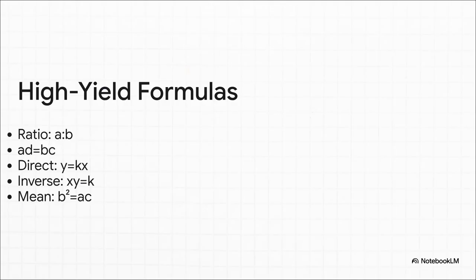Before we wrap up, here's your rapid-fire revision checklist. Go ahead and screenshot this slide if you need to. Let's review. Ratios have absolutely no units. For proportions, the product of the extremes equals the product of the means. So A times D equals B times C. Direct variation, that's Y equals K times X. Inverse variation, X times Y equals K. And for the mean proportional, B squared equals A times C. If you commit these 5 core concepts to memory, you're going to totally dominate Topic 226.